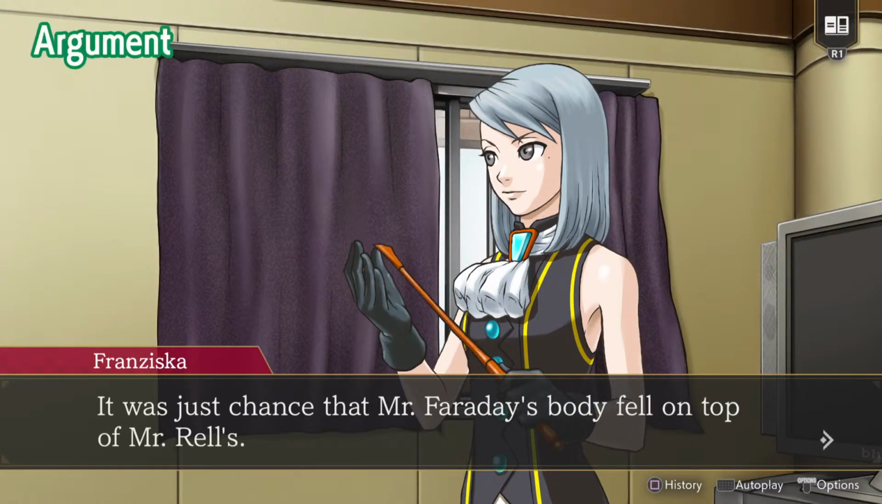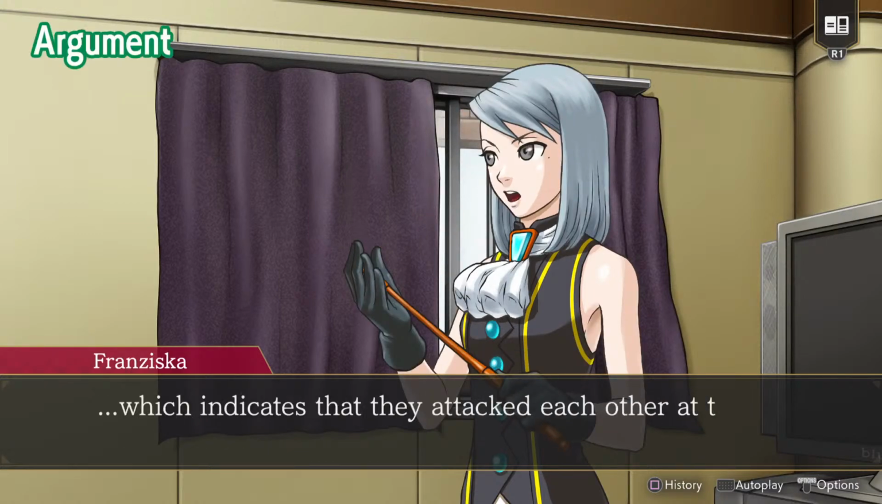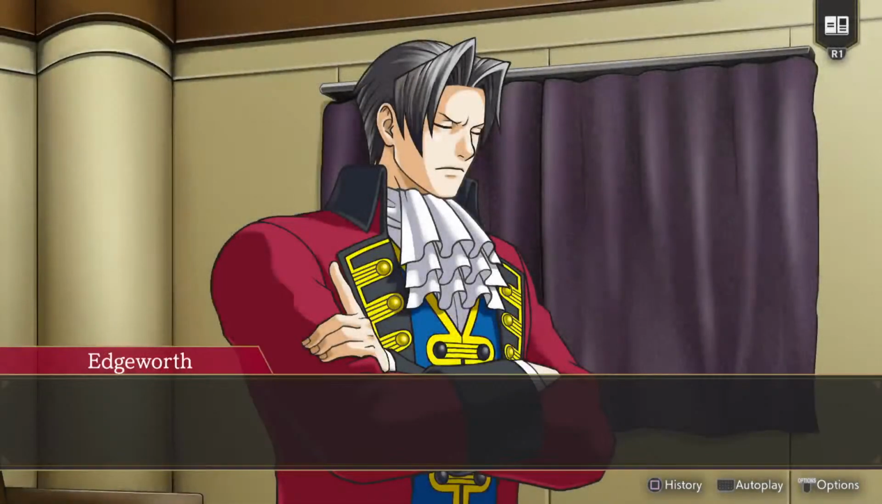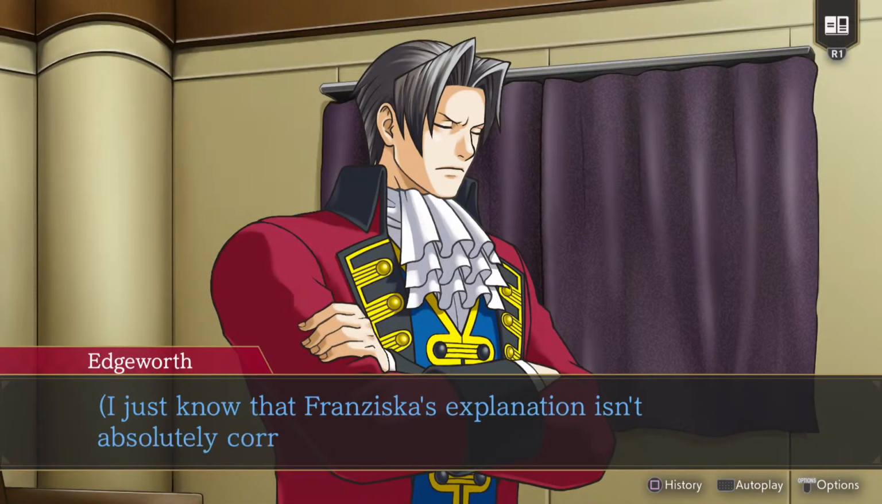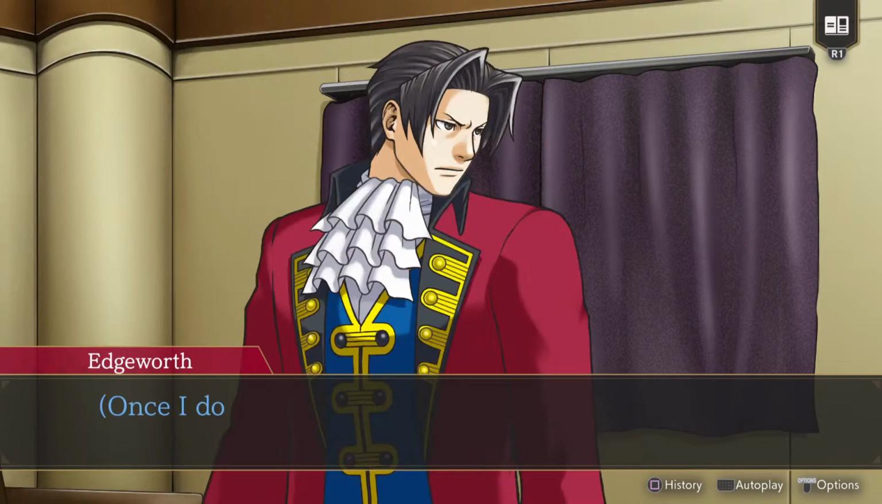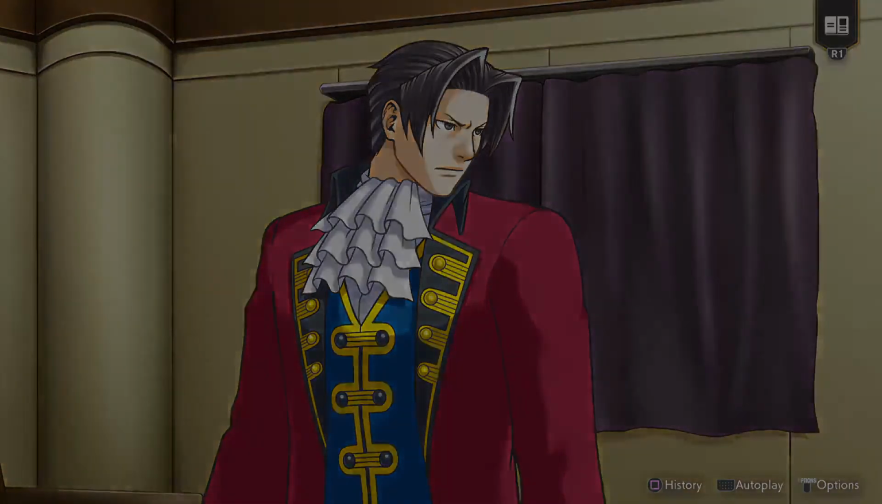It was just chance that Mr. Faraday's body fell on top of Mr. Rell's. The two bodies fell into a pile, which indicates that they attacked each other at the same time. It really doesn't matter in the slightest that they fell in the opposite order. I just know that Franziska's explanation isn't absolutely correct. All I have to do is find a hole in her logic. Once I do, I can then present her with the evidence that proves the contradiction.